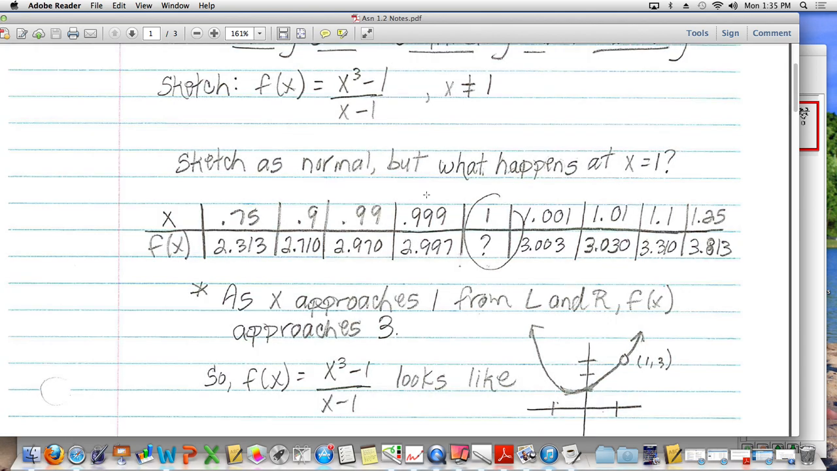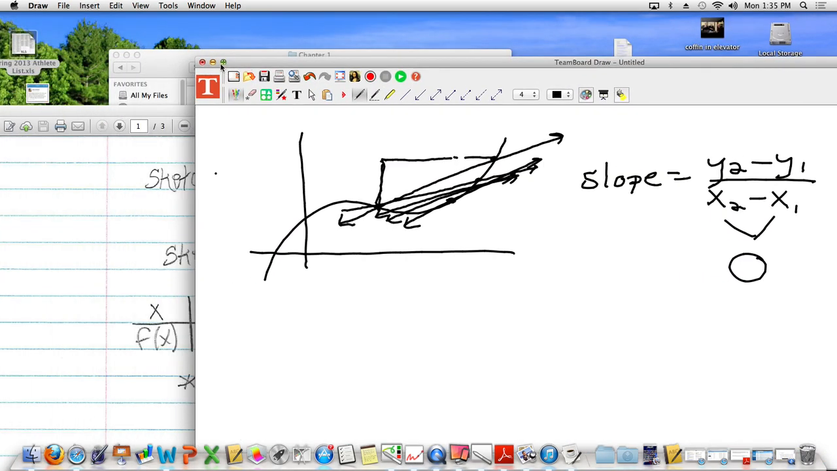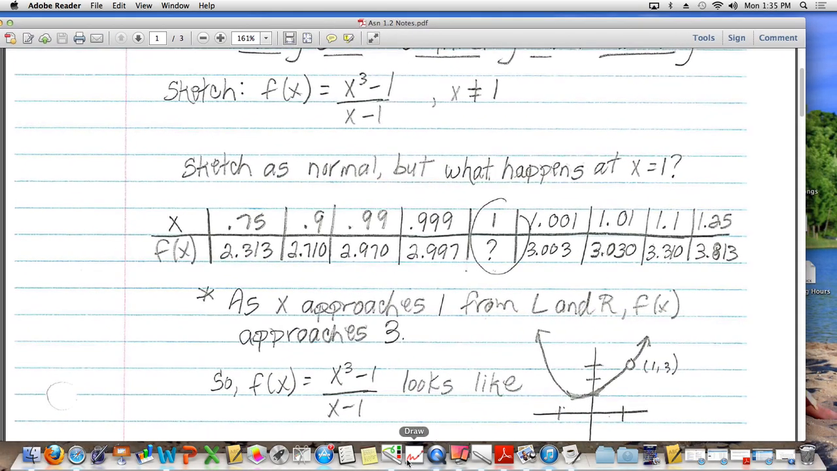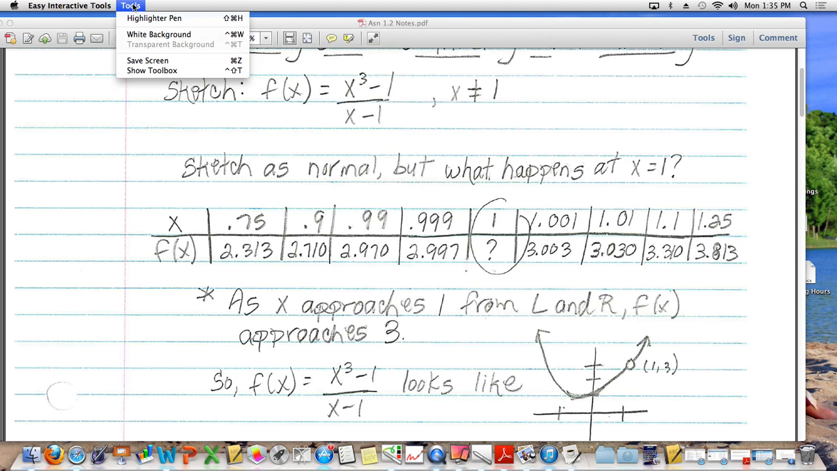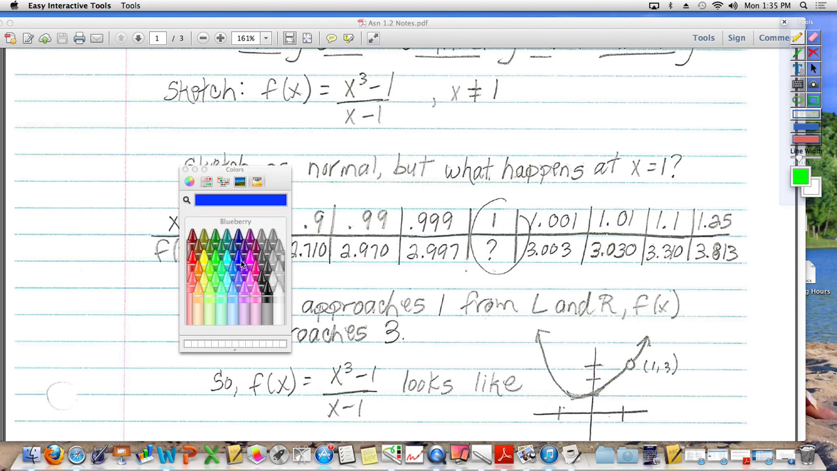I need to, hold on. I guess we're using green today.